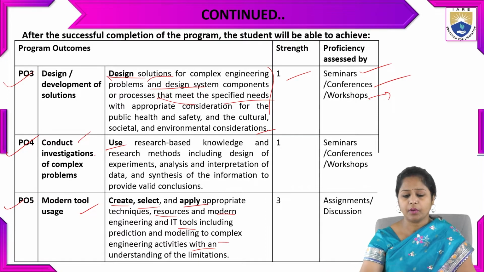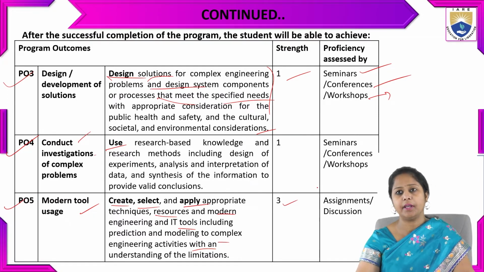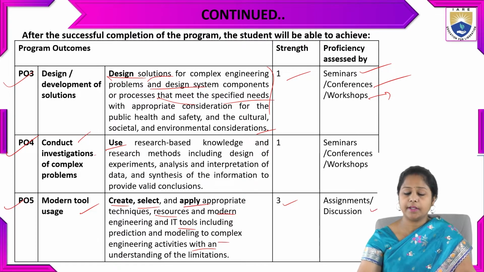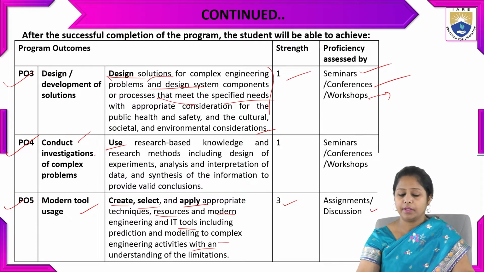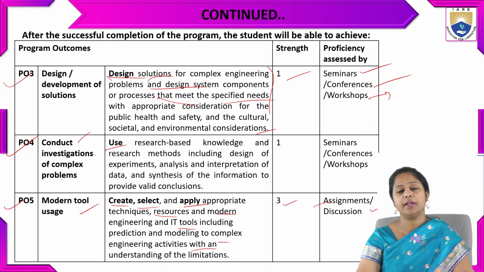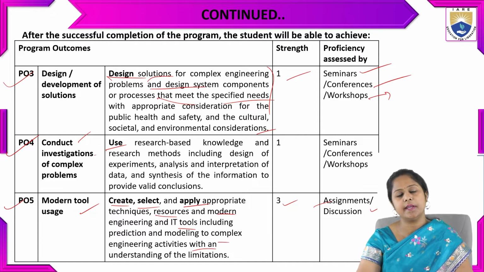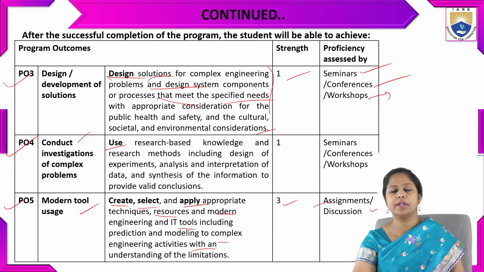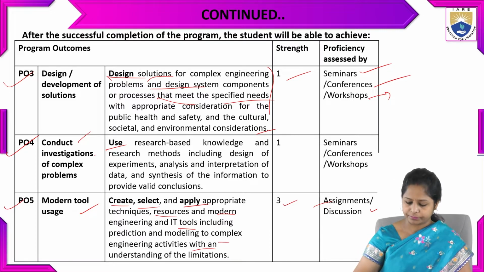So on this level of PO5, the strength will be for that 3, and the faculty is going to assess the student on the basis of assignments and on the basis of discussions about the brainstorming sessions. So in the brainstorming sessions, the faculty is going to know about what the different tools are that he is going to use in the society, the student is going to use.